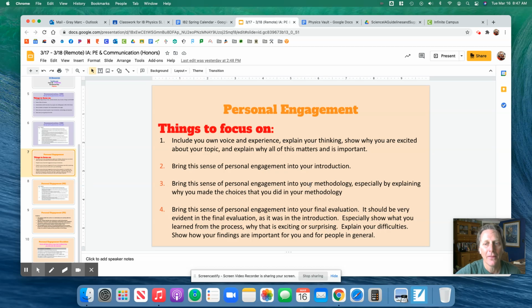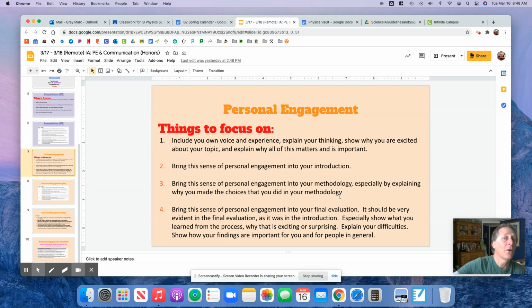So explain that there. And then when you come into your final evaluation, you really want to focus on that personal engagement aspect again. In your final evaluation, it should have just as much of your personal engagement showing as it was in your introduction. It should be very evident from the beginning. You should be talking about what you learned, talk about things that were surprising to you, talk about things that were disappointing to you, talk about why this stuff is important to you. Okay. What could you do with this next for you? Okay. So this is where this personal engagement comes in.